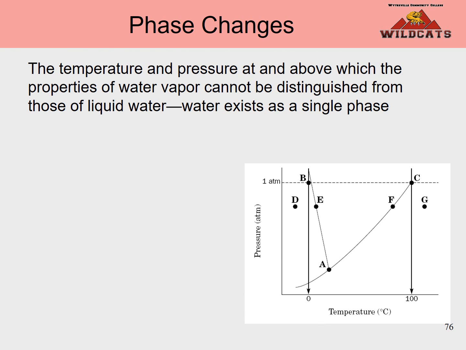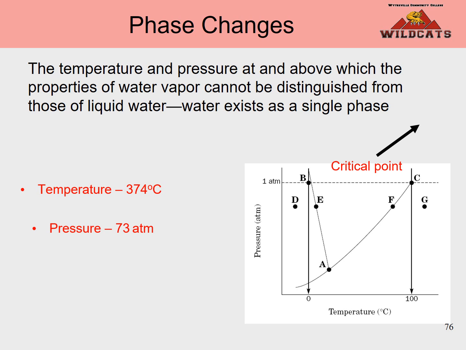The temperature and pressure at and above which the properties of the liquid and water vapor cannot be distinguished, above that critical temperature, is called the critical point, and it's way above the arrow. It's really high. For water, it's 374 degrees Celsius and a pressure of 73 atmospheres.